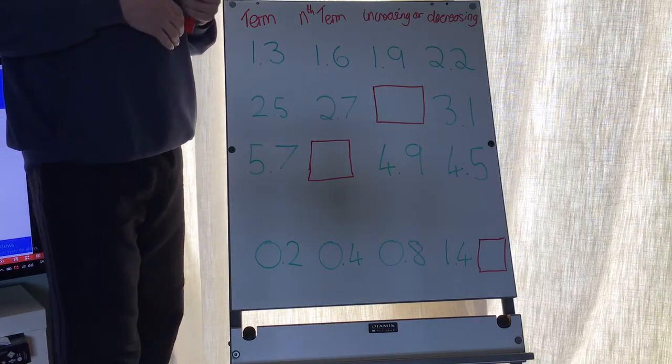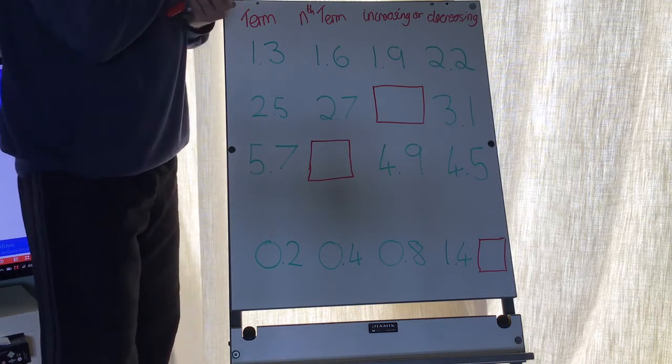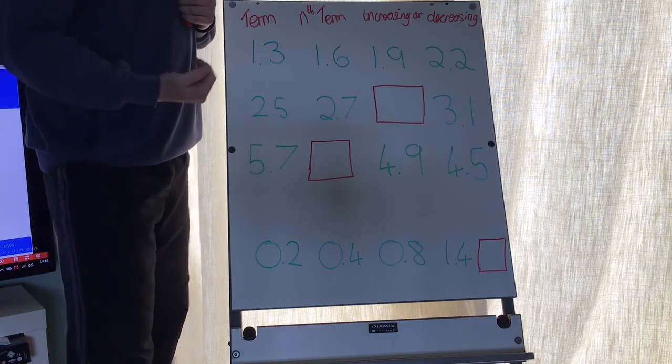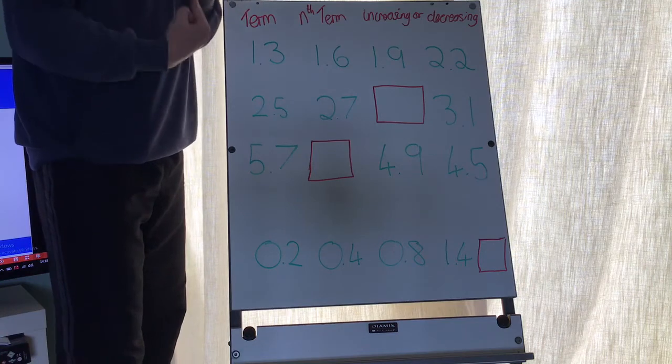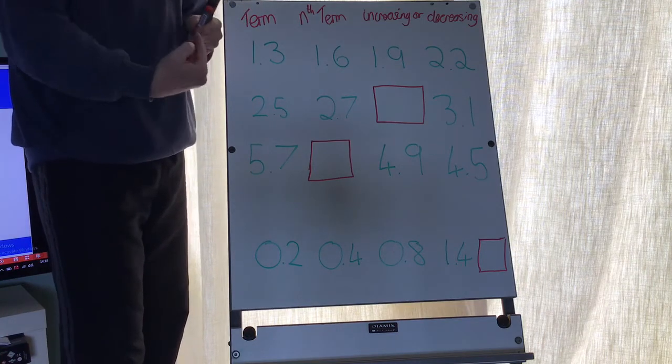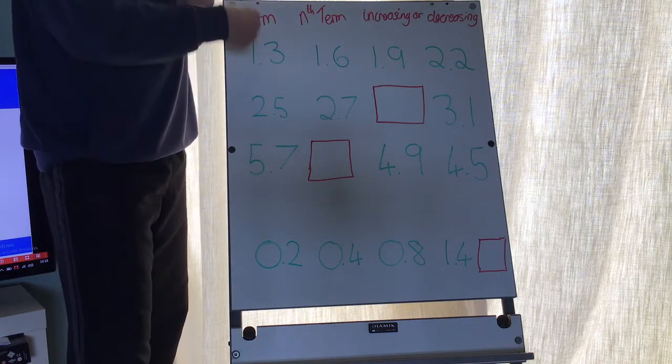But you might want to write a formula or rule for it. So you'd have n times 3. So n would be the number of the term. So the first term times by 3 is obviously 3. So that's why I said my sequence was 3. The second term, 2, times by 3 is 6.